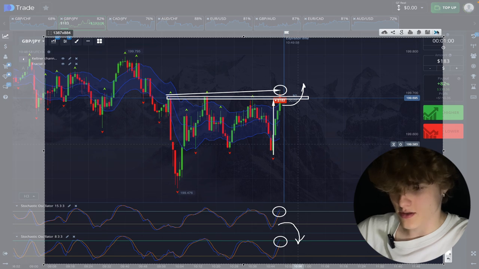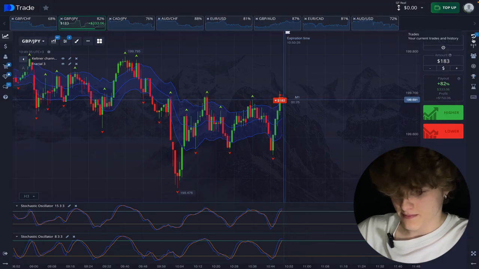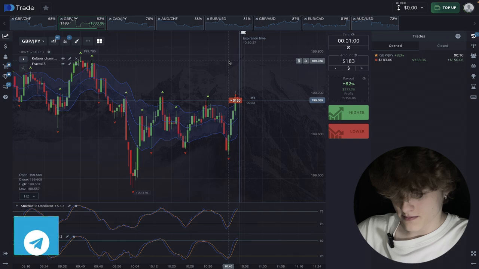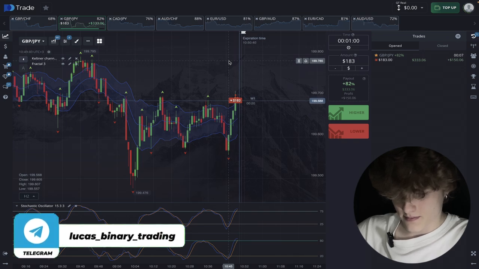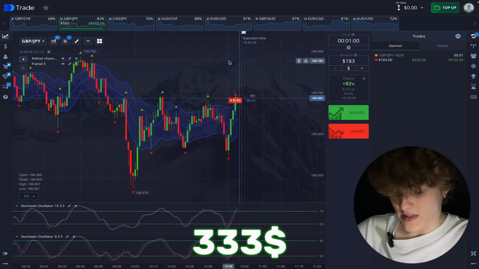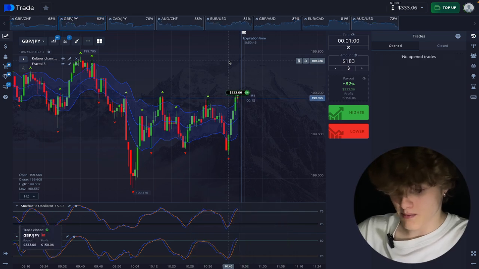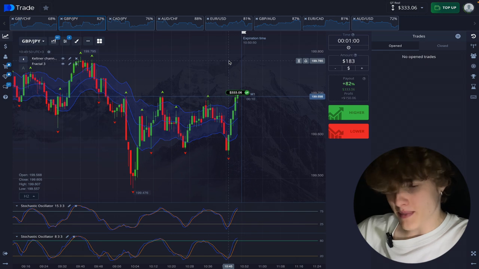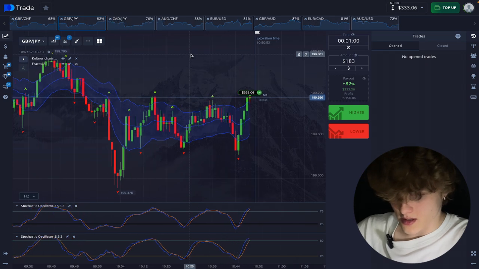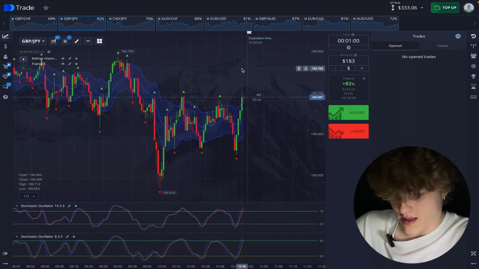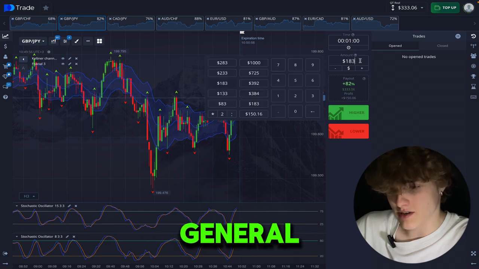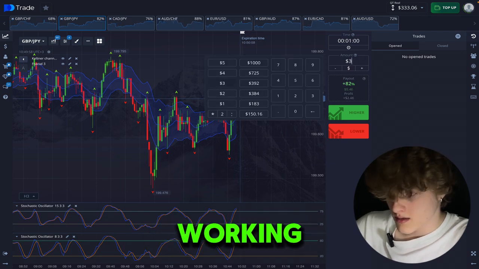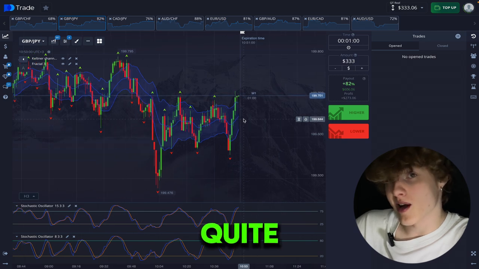Okay, let's see the result of this trade. And the trade closed in plus. As you can see, this trade managed to show itself well. So in general, as I say, the strategy is absolutely working, and I use it quite often, guys.